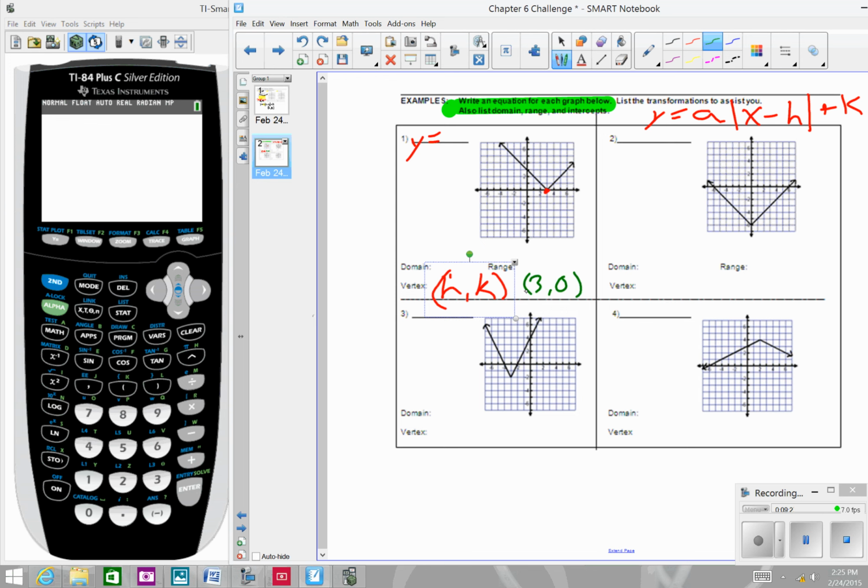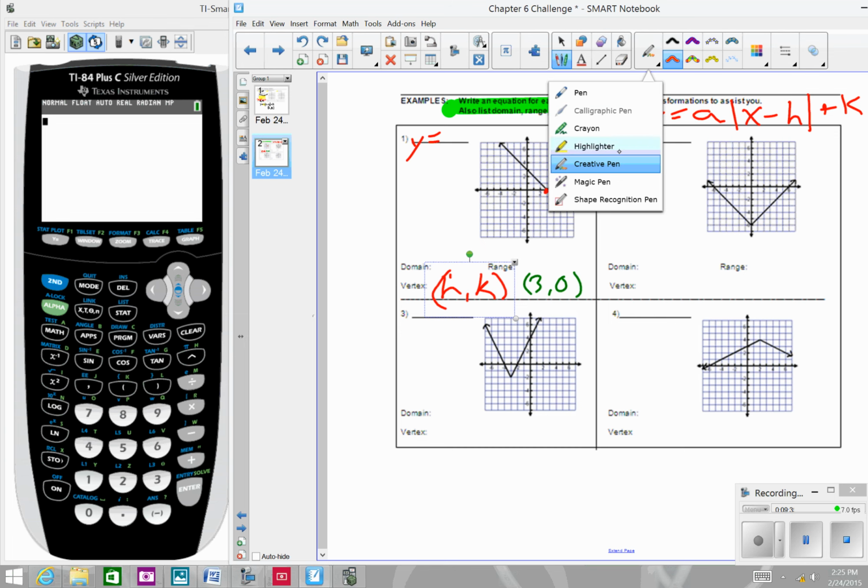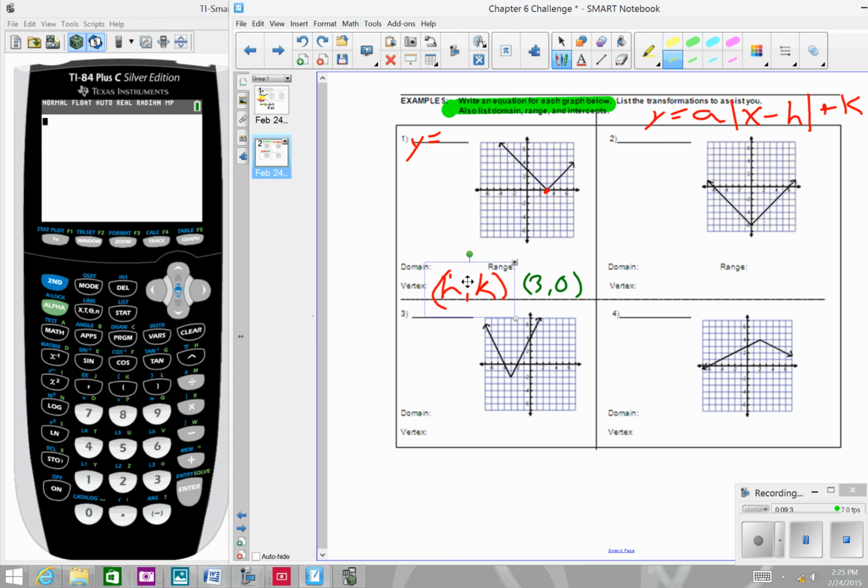Okay, so what's my h value? Well, my h value is going to be, oh, no, that's not what I want. I don't want the creative pen, I want the highlighter. So my h value here is my 3, and then my k value is going to be my 0. So my h value is 3, my k value is 0. Now all I'm missing is my a value.